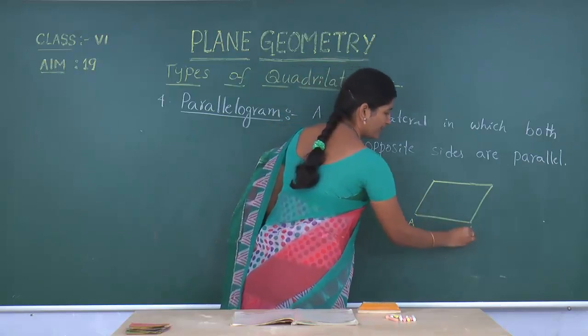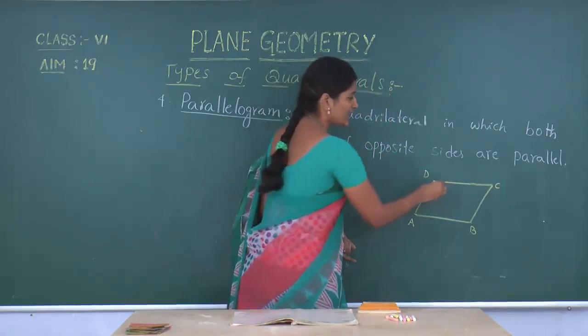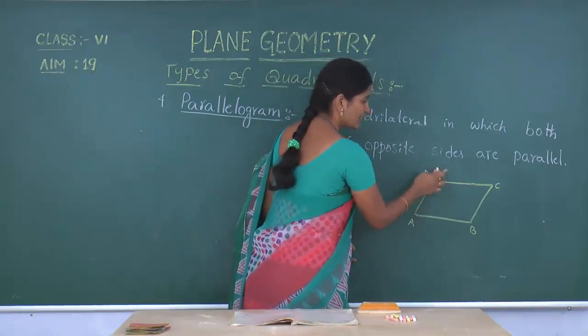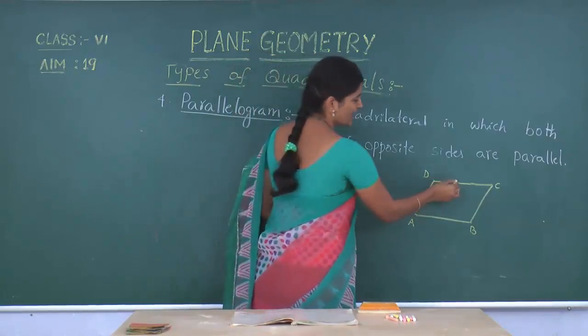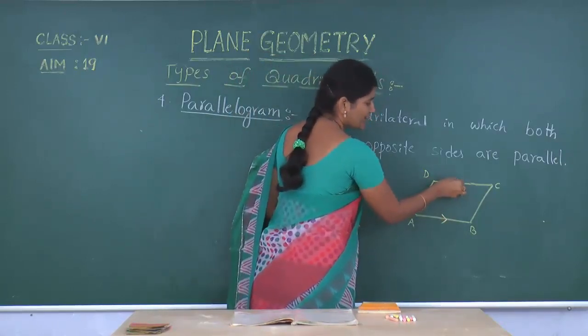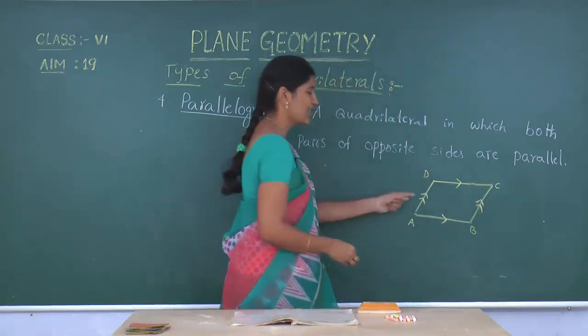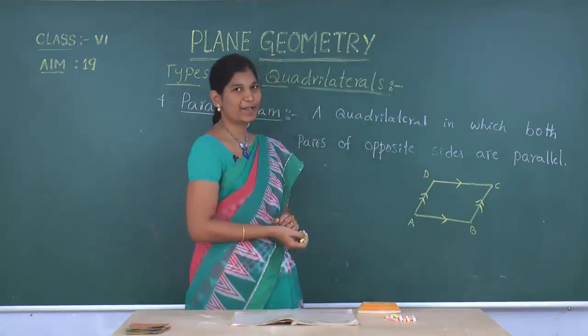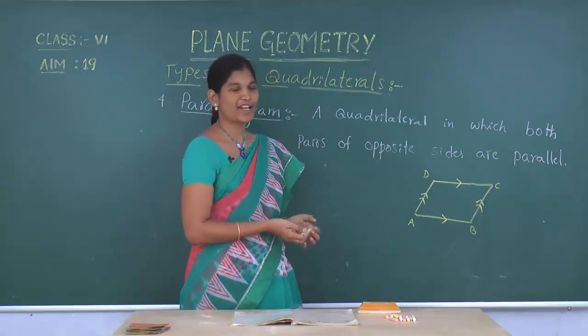Let me name them. ABCD is a parallelogram. Here both the opposite sides are parallel to each other. See here, AB is parallel to CD and AD is parallel to BC. Then we can say it is a parallelogram. Let us discuss its properties now.